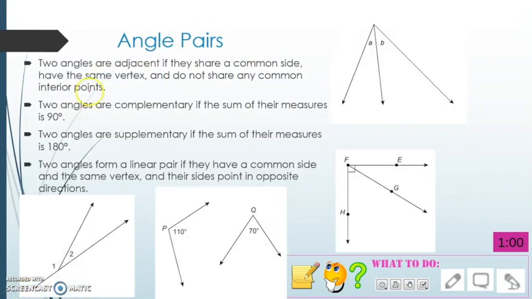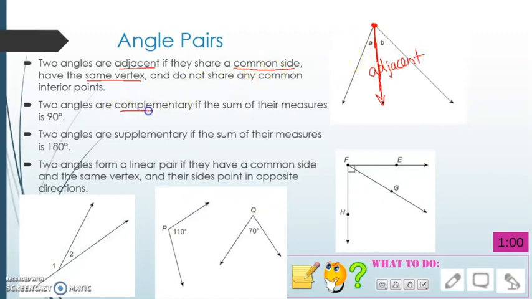All right, angle pairs. Two angles are adjacent if they share a common side and have the same vertex and do not share any common interior points. So angles A and B are adjacent because they share this common side and this vertex. That makes them adjacent. They're just next to each other.